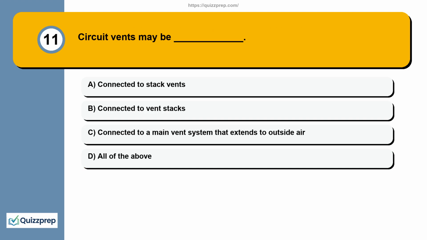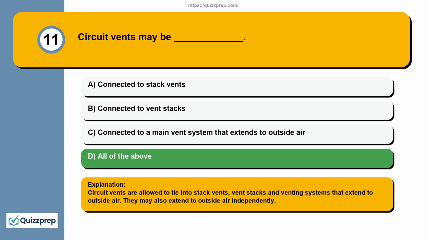Question 11. Circuit vents may be connected to stack vents, connected to vent stacks, connected to a main vent system that extends to outside air, all of the above. Circuit vents are allowed to tie into stack vents, vent stacks and venting systems that extend to outside air. They may also extend to outside air independently.